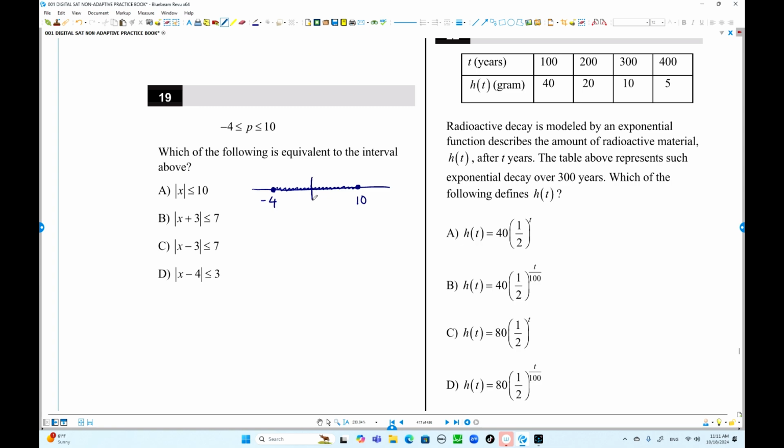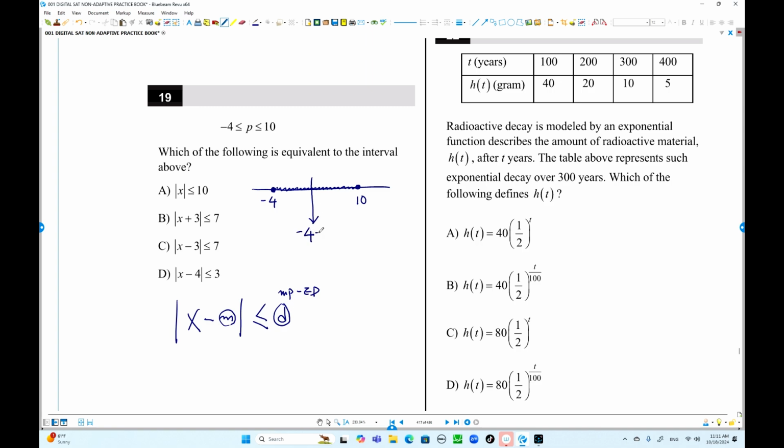First, we're going to find the middle number, okay? So x minus the middle number is less than or equal to the distance. That's the formula, you know? This is the middle number. This is the distance from the midpoint to the endpoint, okay? That's the distance. So now let's find the midpoint.